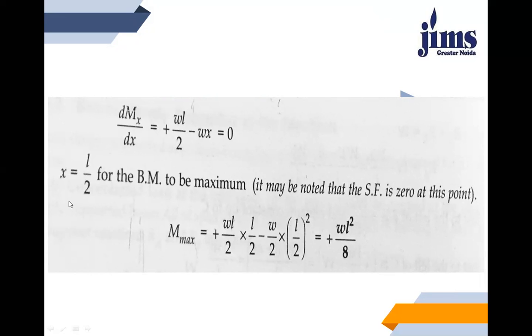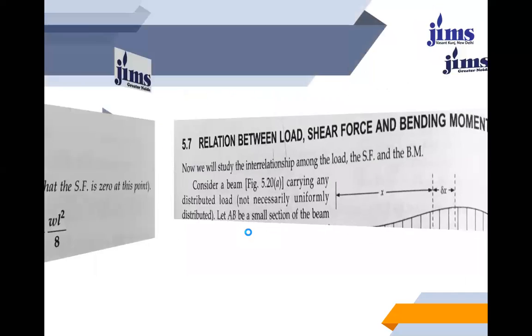So we put the value of x in our moment equation, that is wL/2 into x, that is L/2, minus w/2 into (L/2) whole square. So that becomes the maximum moment on the beam, wL square by 8 at its center. So that is the maximum.